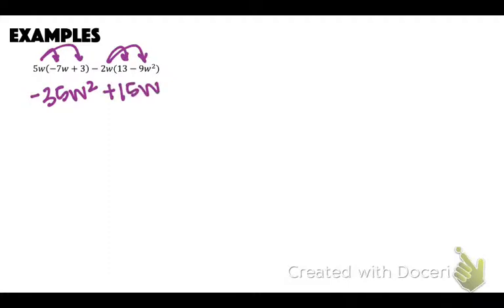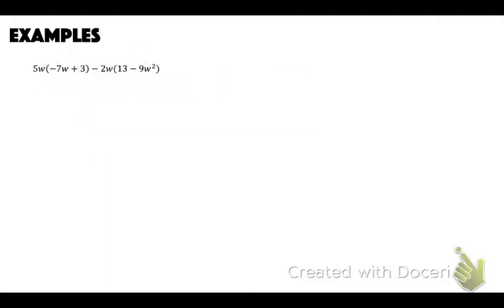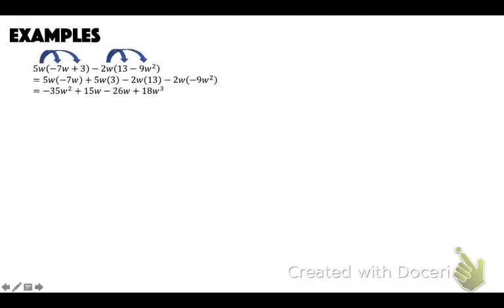Negative 2w times 13 is negative 26w. And negative 2w times negative 9w squared is 18w cubed. Combine like terms, put it in standard form, so that's 18w cubed minus 35w squared minus 11w. Those two combine to be negative 11. Let's click through, make sure we got that right. Perfect.